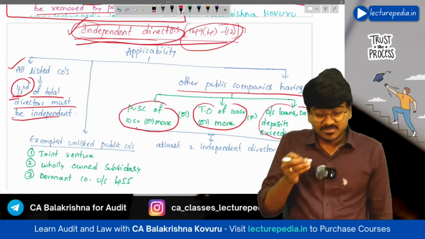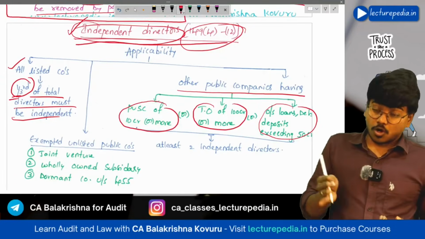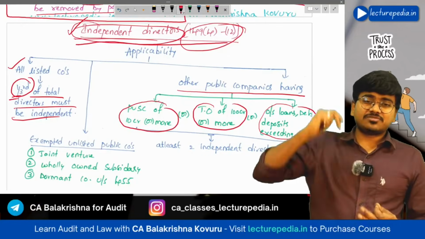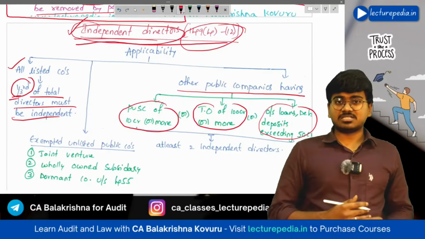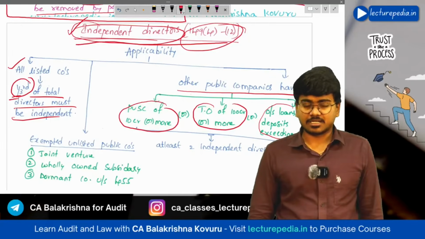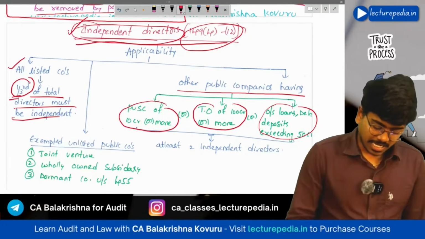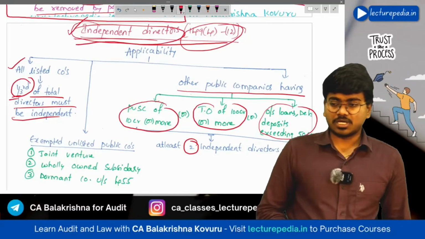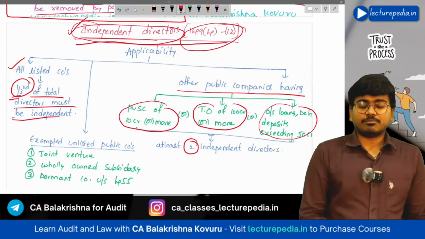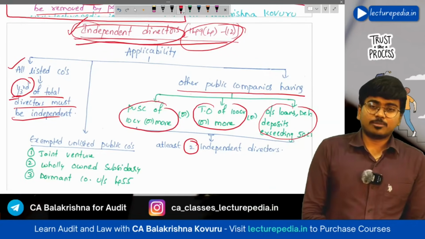Other public companies whose turnover is 100 crore or more, or paid up share capital is 10 crore or more, or borrowings is 50 crore or more, if any of these conditions is satisfied, then such a public company should also appoint independent directors. But the number of independent directors such a public company should appoint is at least 2. Here the one-third requirement is not there for such other public companies. Just 2 independent directors must be there if these conditions are fulfilled by any public company.